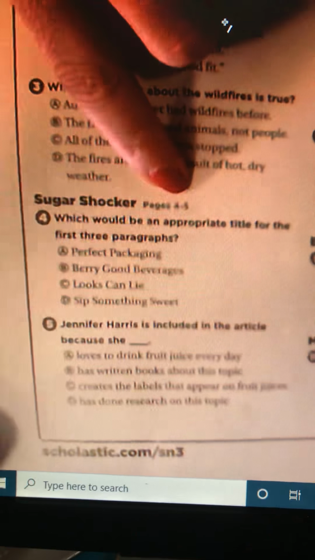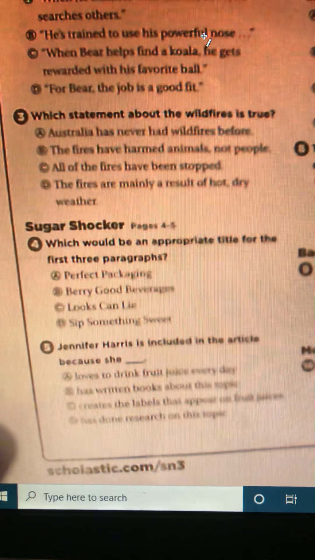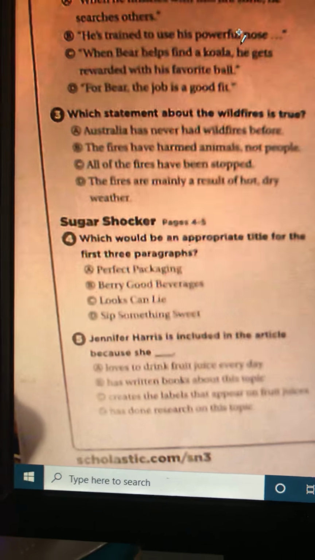Okay, and then you're going to go to your next story, which was Sugar Shocker, and that's on pages 4 and 5. And you're going to use that to answer your next set of questions. Okay, so that is all your assignments for today.